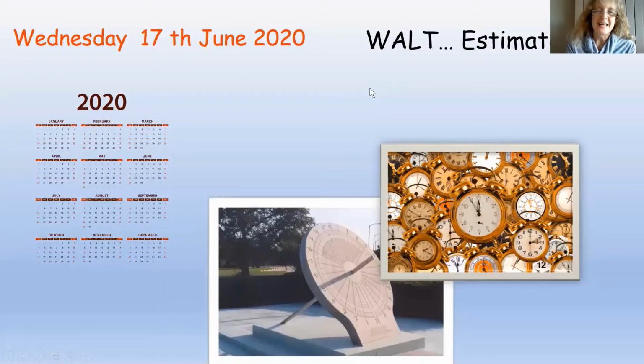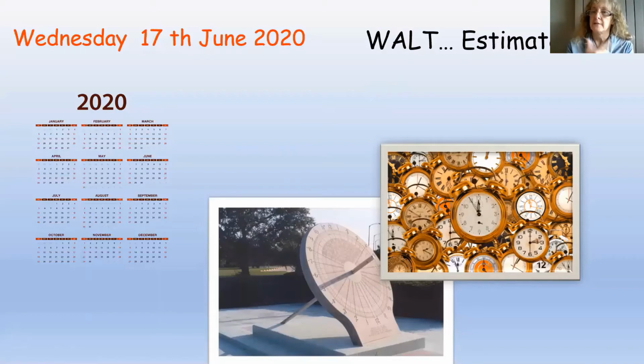Good morning, and today is Wednesday the 17th of June in the year 2020, and we'll be estimating time. Before we do though, we're going to have a quick warm-up of our 5 times tables. I wonder why we're doing that, and we're doing time. I wonder what that's got to do with time. Let's go and have a count then.